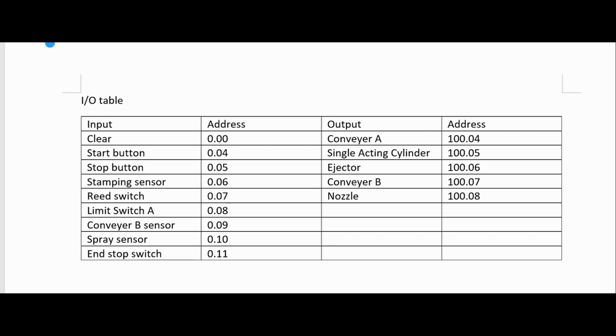There are 5 outputs. There are conveyor A with address 100.04, single acting cylinder with address 100.05, injector with address 100.06, conveyor B with address 100.07, and nozzle with address 100.08.